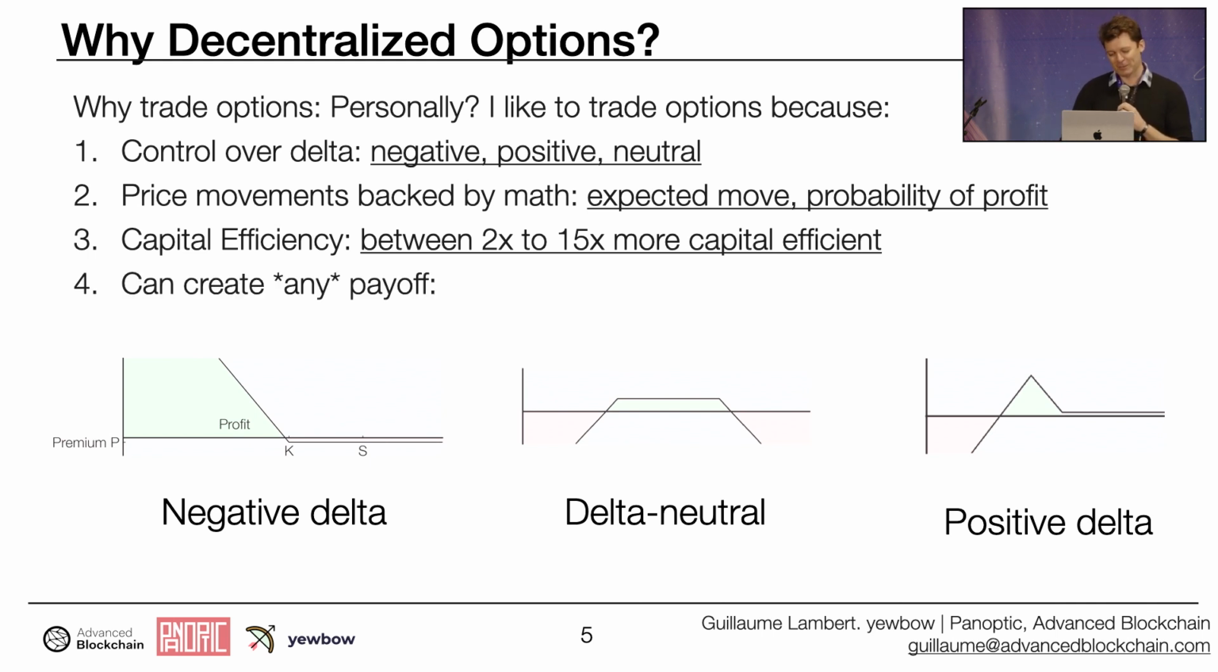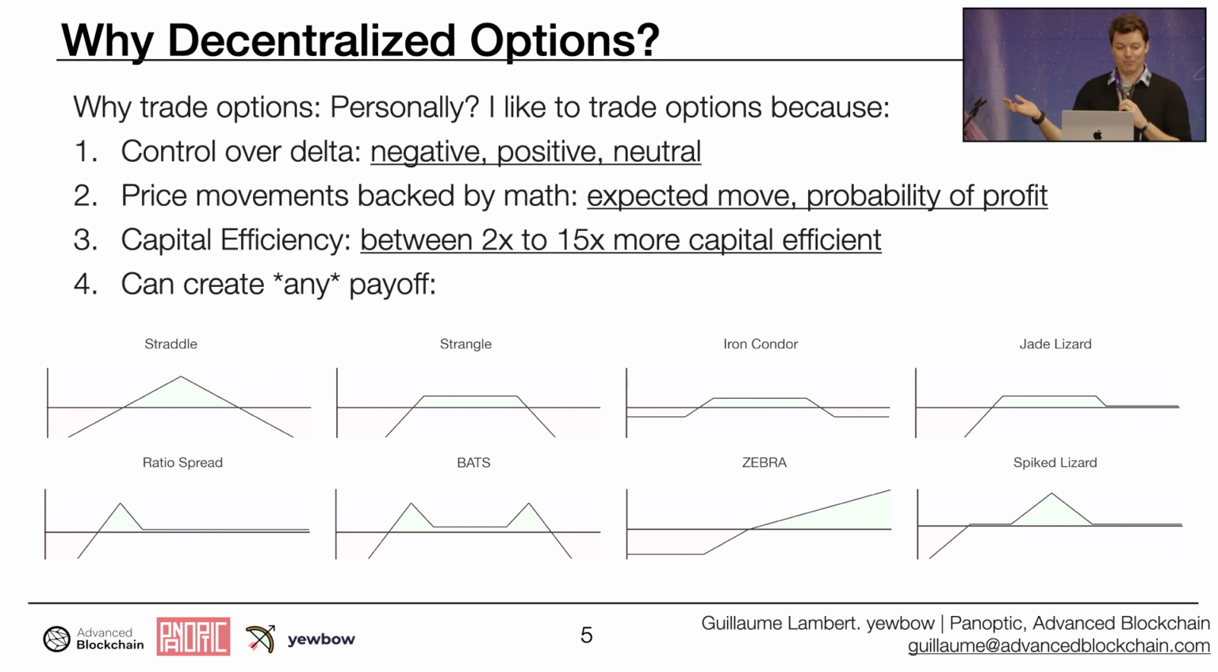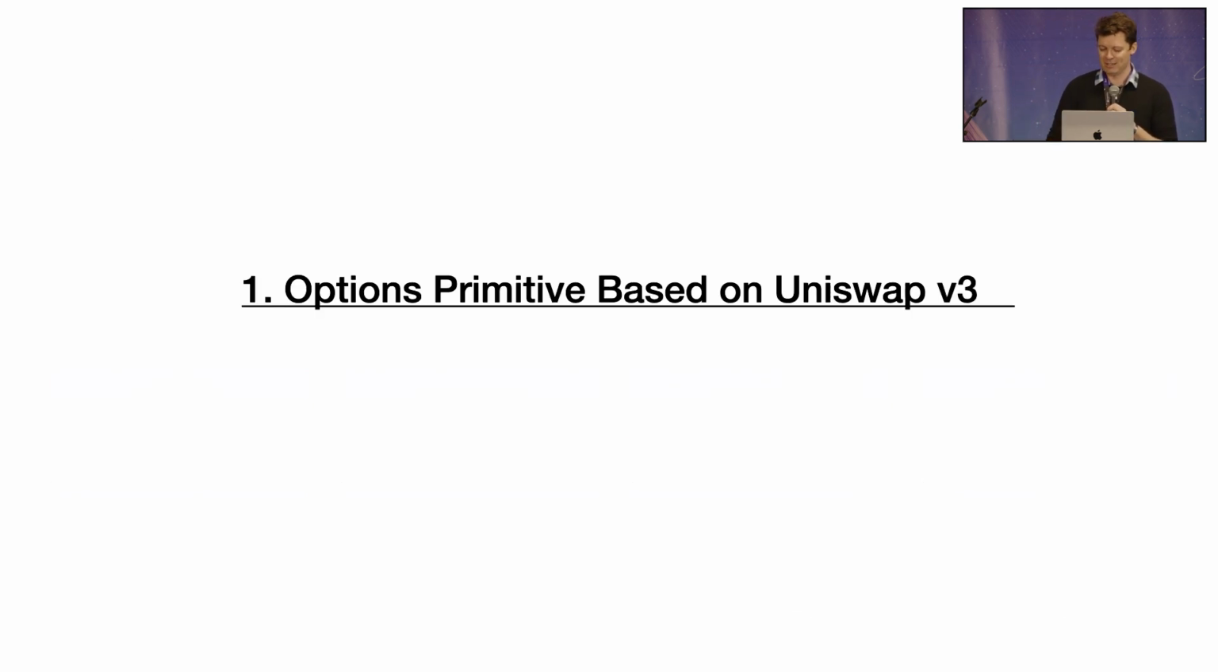And finally, I hinted at that. What I like the most about options is that you can create any type of payoff you want. They can be very simple, like a straddle or a strangle, or they can be very funky, like a bat signal or a zebra. I have a saying: why buy a stock when you can create a zebra for a fifth of the price? And this is true. All of these options may be complex. They may contain 1, 2, 3, even 6 legs, but overall, they allow you to be a lot more nimble and capital efficient.